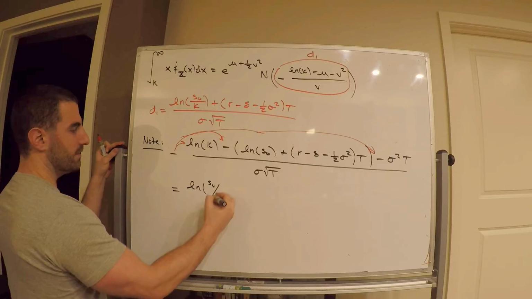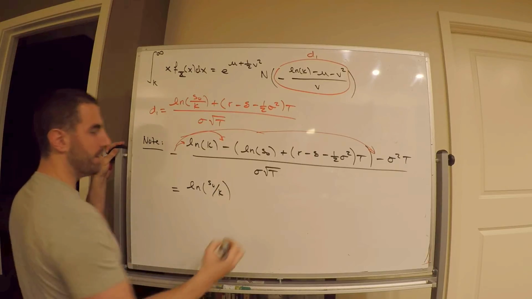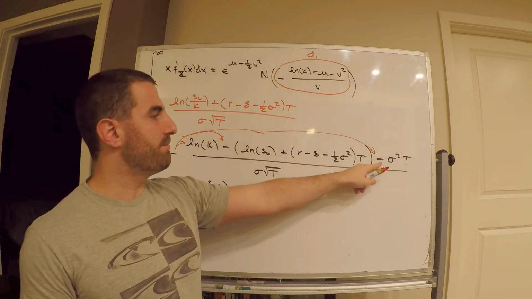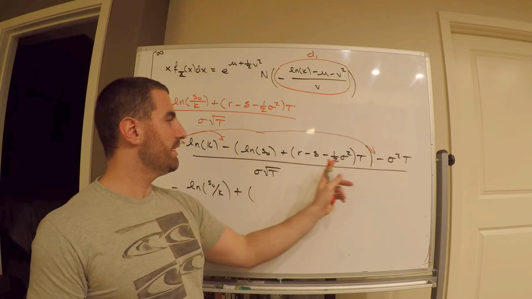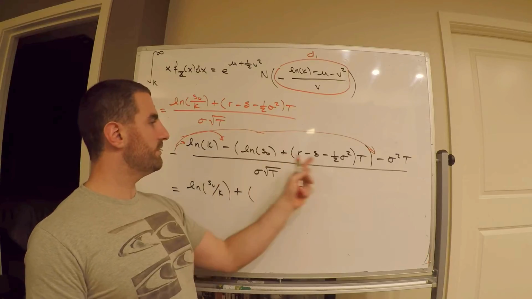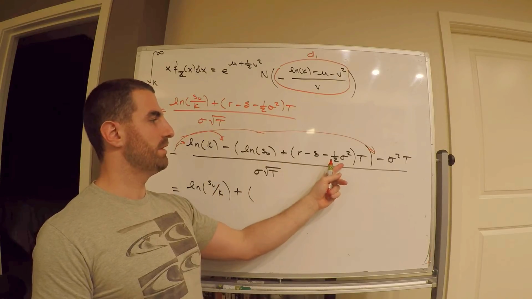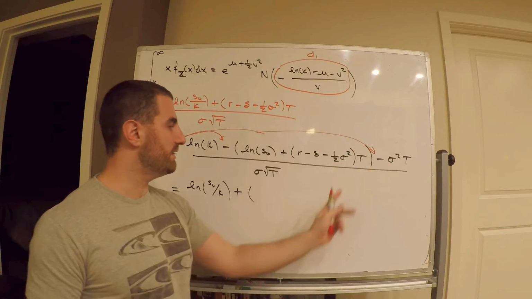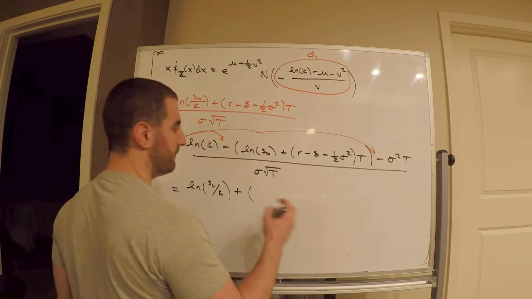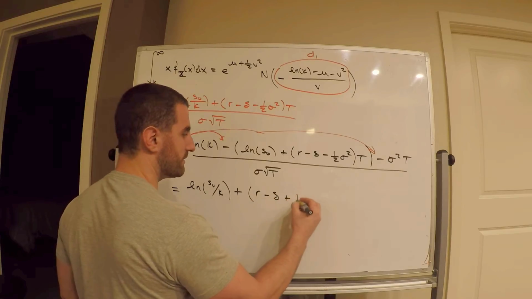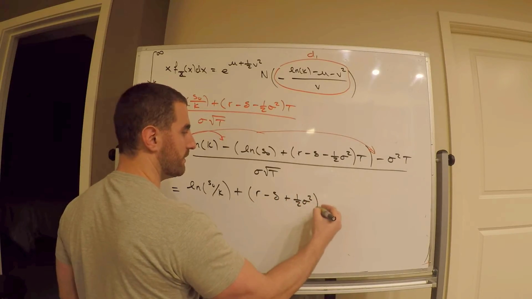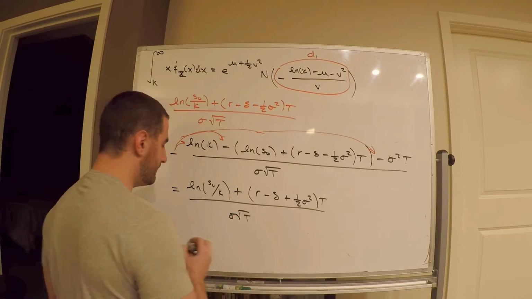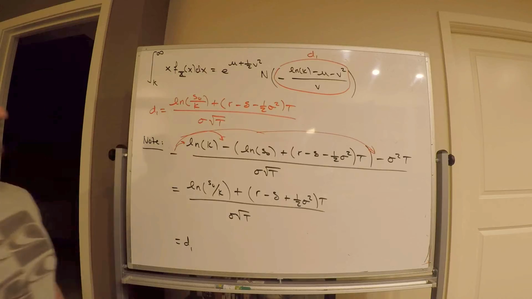This is ln of s0 divided by k plus, because look what's going to happen here. I have positive sigma squared t, and here this became positive. This is negative 1/2 sigma squared t. Positive sigma squared t minus a half sigma squared t is absolutely the following. This is r minus sigma plus a half sigma squared t all over sigma square root of t. This is d1.